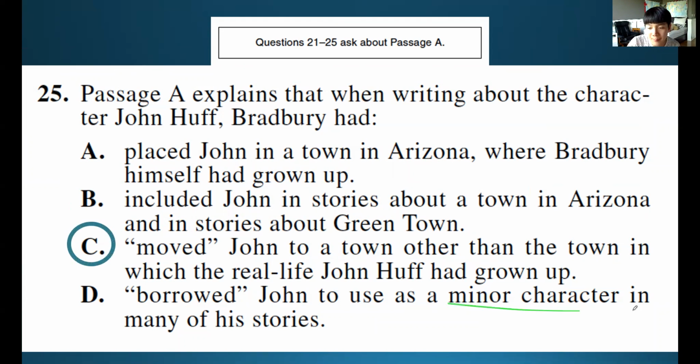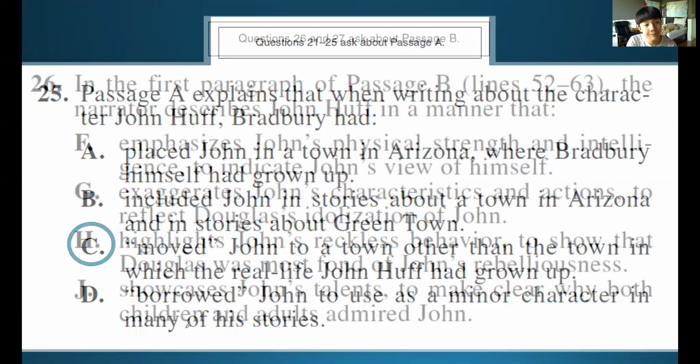Borrow John Huff to use as a minor character? Those two words make it wrong, because John Huff is a major character in those stories. Included John in stories about a town in Arizona and in stories about Greentown? No, he's just moving John Huff to Greentown. He's not saying anything about Arizona. Placed John in Arizona? No. He moved John from Arizona to Greentown. He didn't place John in Arizona. So C is the correct answer.